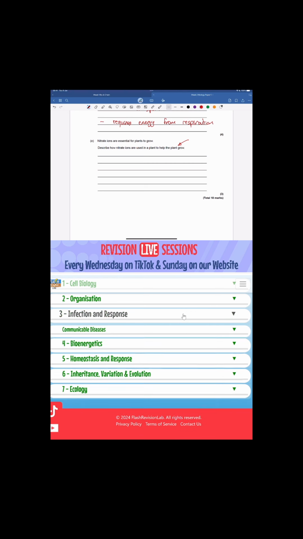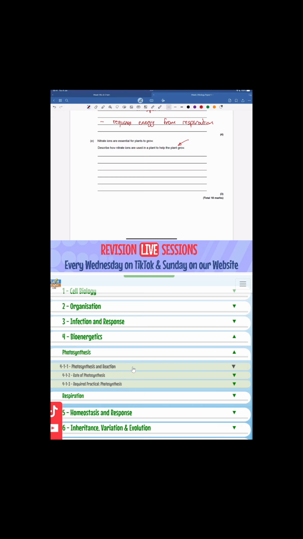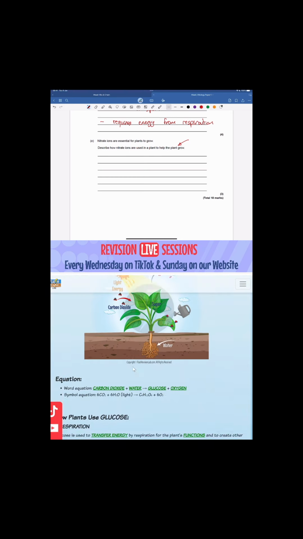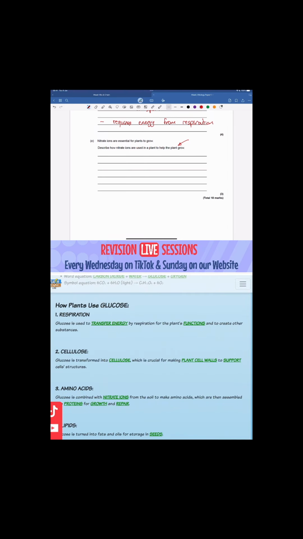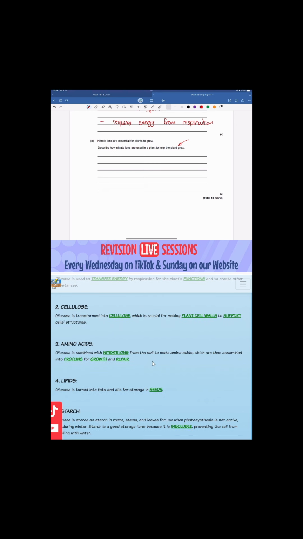So it helps it grow. How does it help it grow? I don't think anyone's got it right. Oh, yeah, Tupac's got it right. It's under photosynthesis. Here we go: how plants use glucose from photosynthesis. One small point: glucose is combined with nitrate ions from the soil to make amino acids, which are then assembled into proteins for growth and repair. That's how you get your marks here.